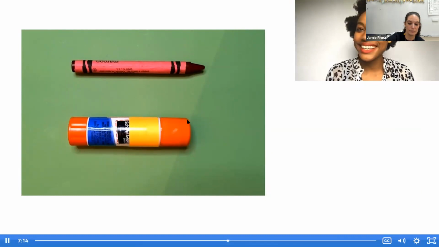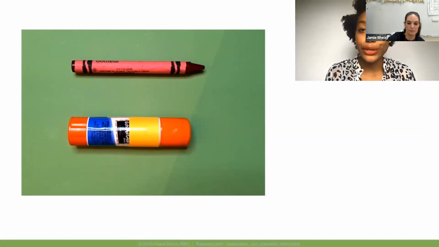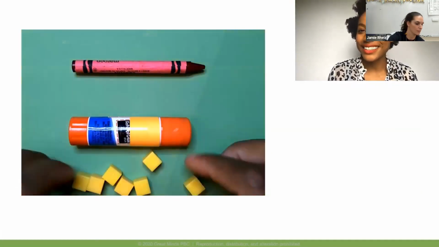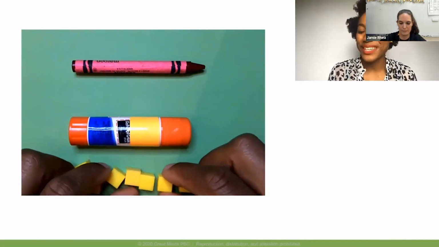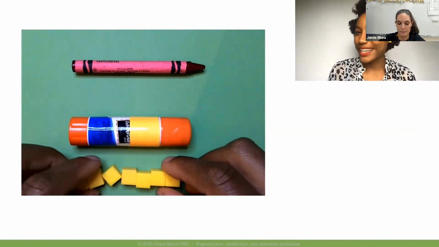Perfect. Now, use your centimeter cubes to measure your glue stick and your crayon. I'm going to do the same. And when we get back, we'll be ready to compare.